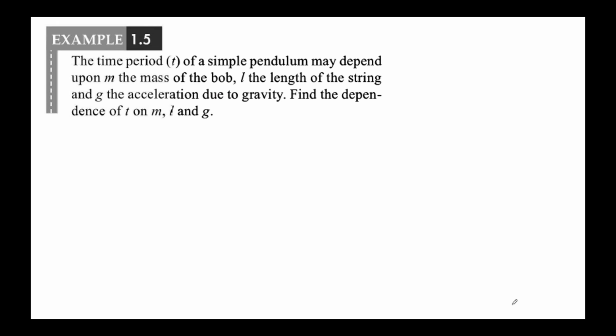So moving towards the next question: the time period of a simple pendulum may depend upon m, that is the mass of the bob, it depends upon the length L of the string, and g, that is the acceleration due to gravity.